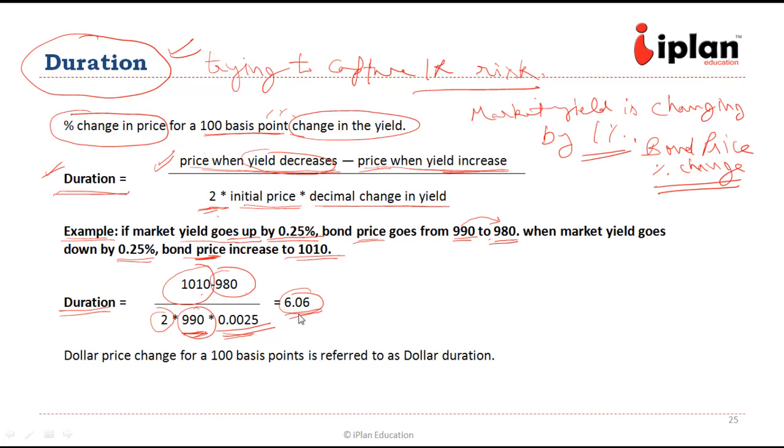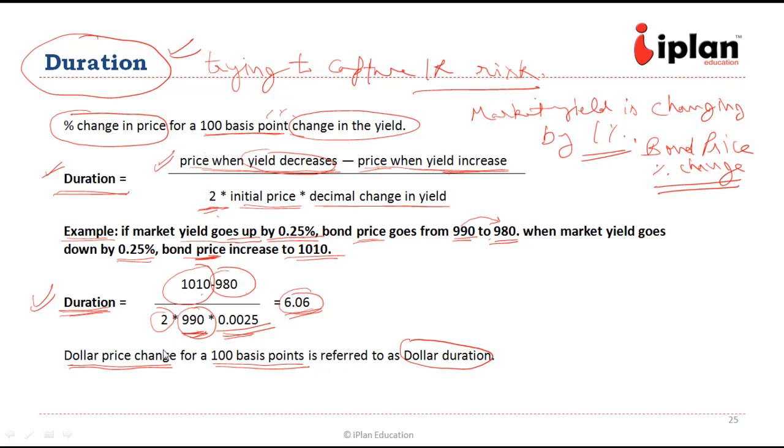So this says if the interest rate rises by 1%, the price of the bond will fall by 6.06%. So duration is basically the relationship between them. And we can have dollar duration if instead of percentage change in the price, we talk about the change in terms of dollars. So it is the dollar price change for a 100 basis point change in the market yield.